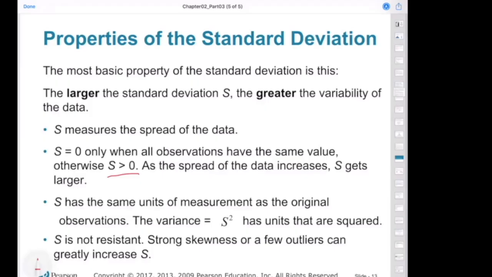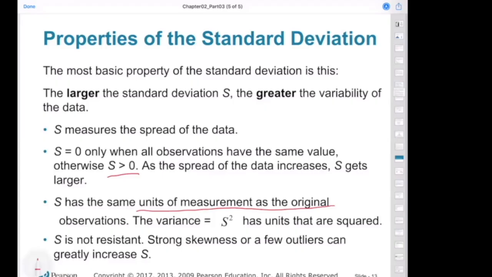The standard deviation S has the same unit of measurement as the original observation. Yes, because as I said to you, if our original measurement is in centimeters, the deviations will also be in centimeters. We squared it, so we have centimeters squared, and then we took the square root. So we return again to the centimeters, right? So the standard deviation has the same unit as the original measurements we have.